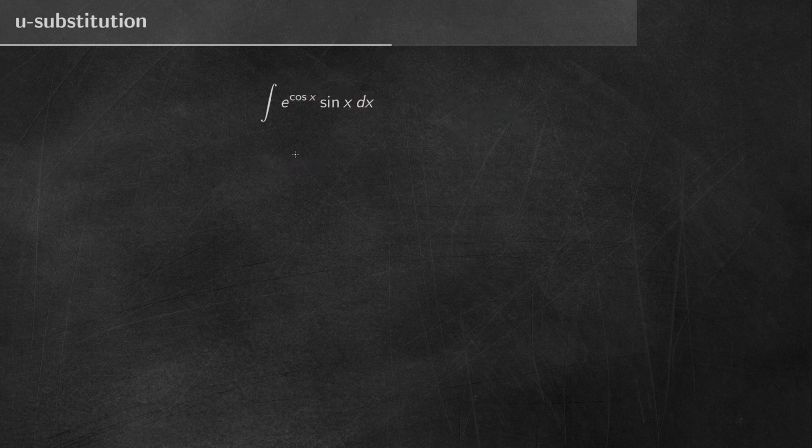So we're not going to choose sine x for our u. Let's do cosine x for our u and see what happens there. If I let u equal cosine x, then du dx equals negative sine x dx, just negative sine x. Now I'm going to start making my substitution.